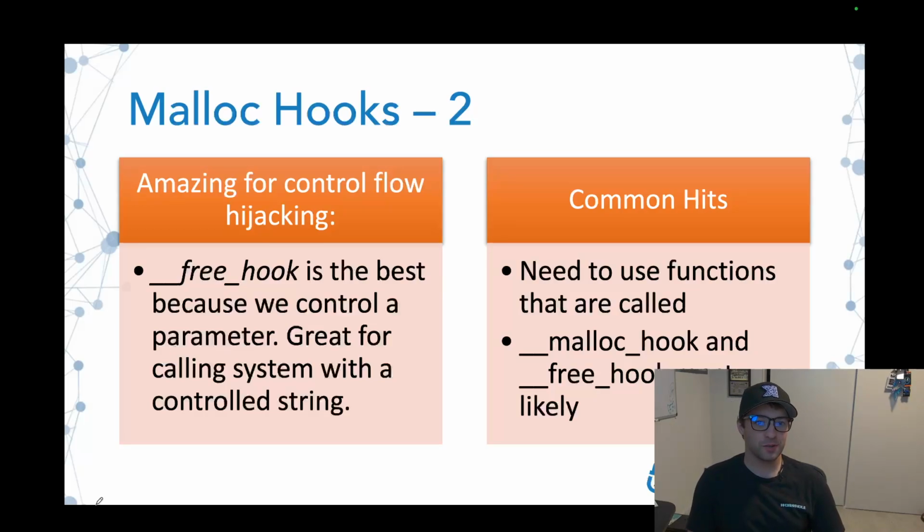But the malloc and free hooks have been abused forever, and they're really, really cool things to hit. If you've loaded your binary in GDB, you can usually just do print underscore underscore free hook in order to get the pointer for it.